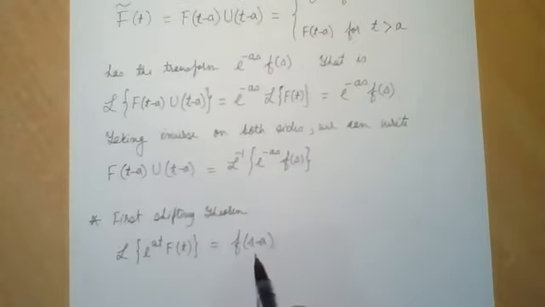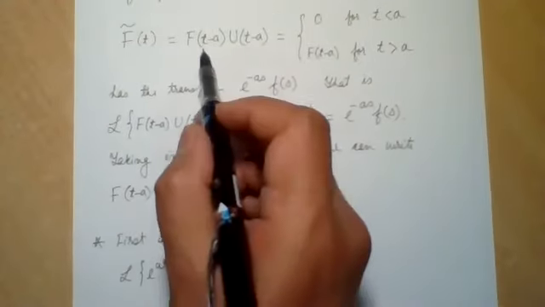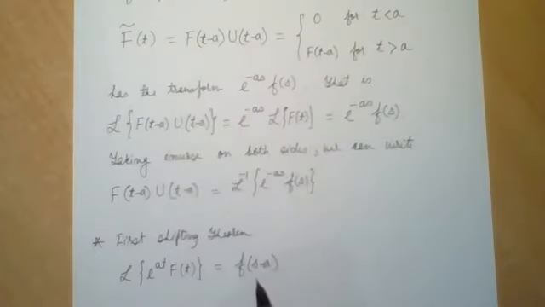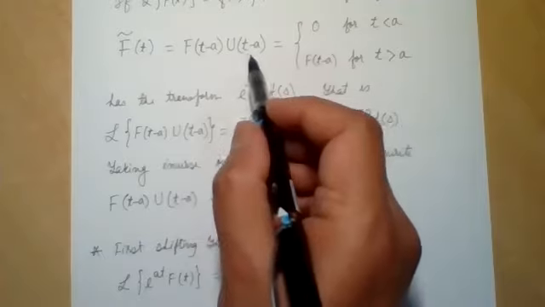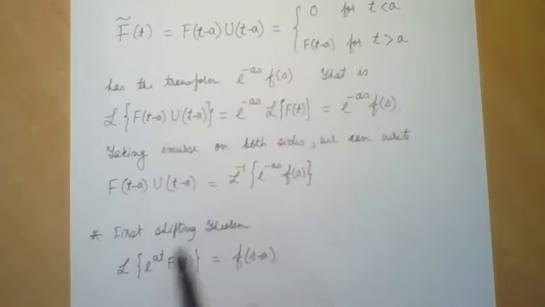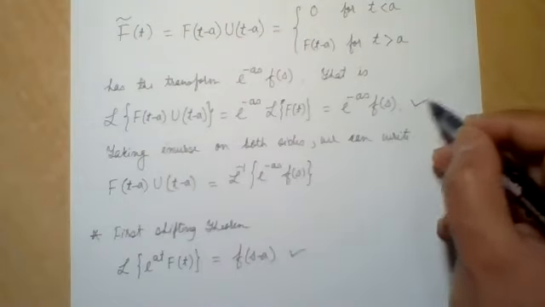There was a shift in the s. Here we have a shift in time. There was a shift in the frequency s. Now we have a shift in the time t. So this is the difference between the first shifting theorem and the second shifting theorem.